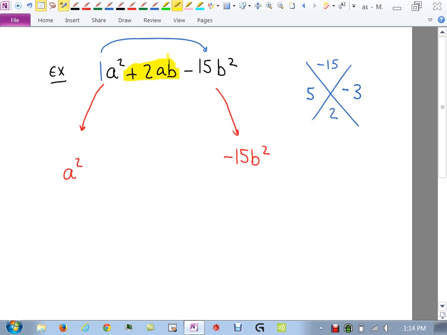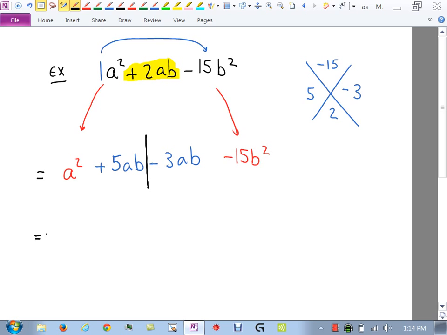So I'm going to have 5 of something minus 3 of something. What is it? 5ab's minus 3ab's. Do you see that? 5ab's, take away 3ab's, you have 2ab's. So that works. Now split it.